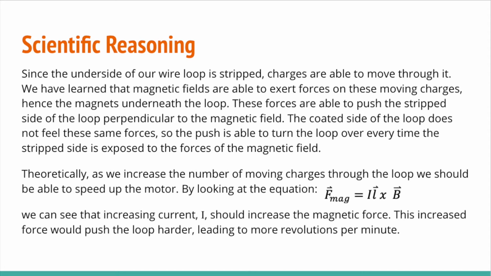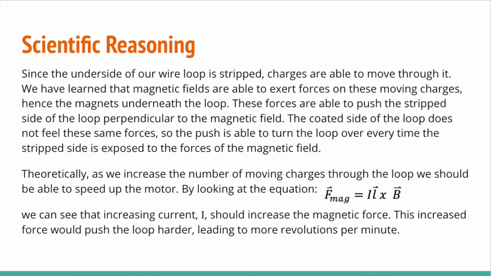Scientific reasoning. Since the underside of our wire is stripped, charges are able to move through it. We have learned that magnetic fields are able to exert forces on these moving charges, hence the magnets underneath the loop. These forces are able to push the stripped side of the loop perpendicular to the magnetic field. The coated side of the loop does not feel this same force, so the push is able to turn the loop over every time the stripped side is exposed to the forces of the magnetic field.